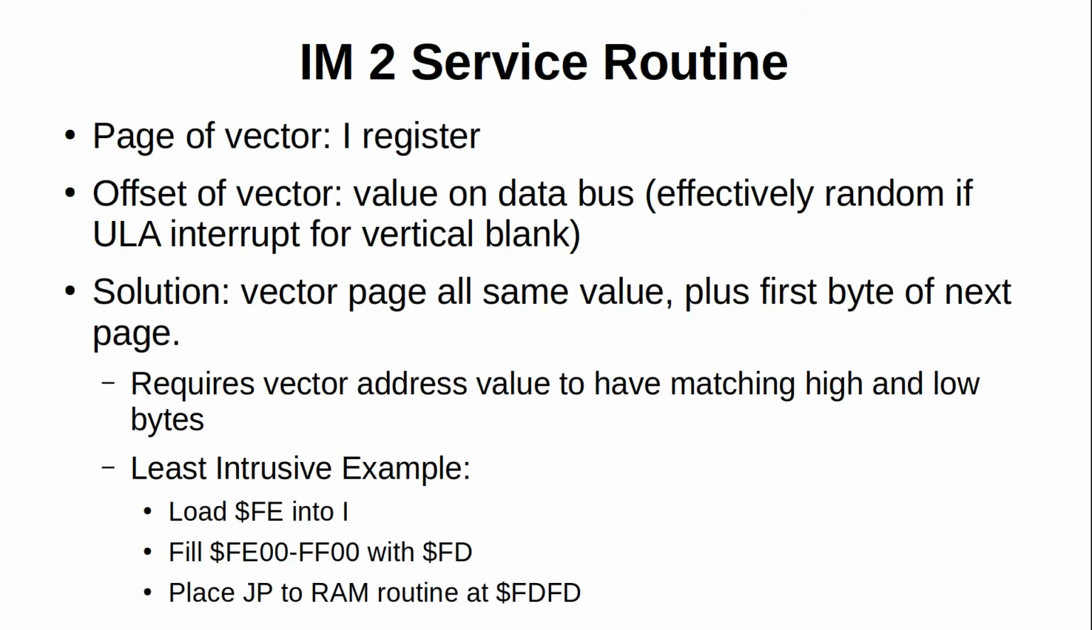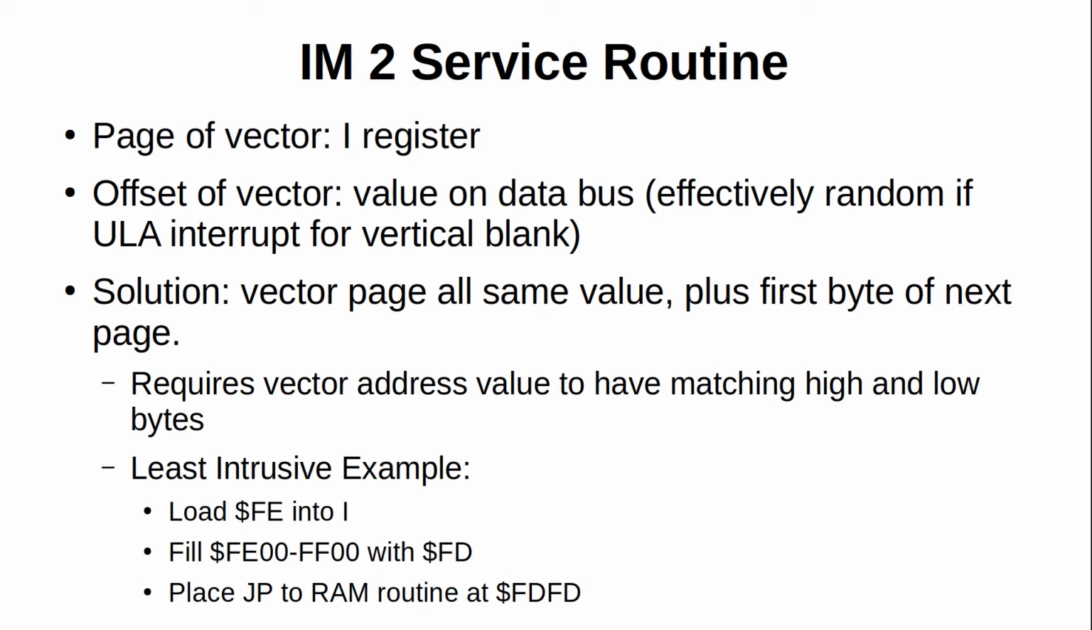But before you can run your own routine, you need to set up a jump table for IM2. That means loading the page containing the first 256 bytes of the table into the I register. The vector that will be called will be at an offset into that table based on the current value on the data bus.